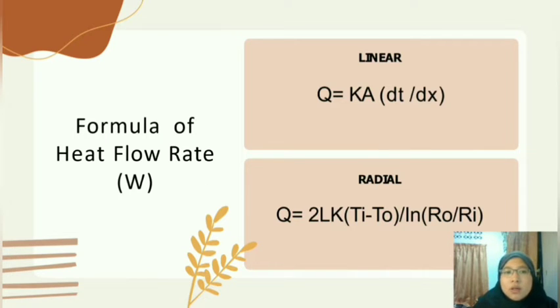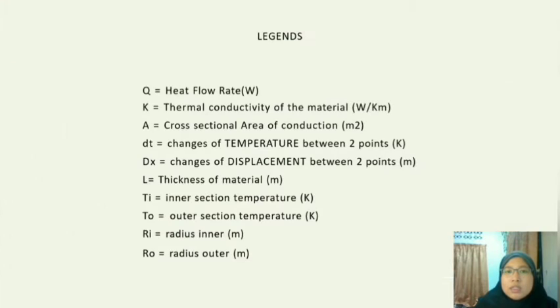Next is the formula of heat flow rate for the linear and radial modules. For linear, we have Q equals K times A times dT over dx. And for the radial module, we have the formula Q equals 2 pi times L times K times (T inner minus T outside) divided by ln (radius outside divided by radius inside). And these are the legends for the formulas that I have shown earlier.